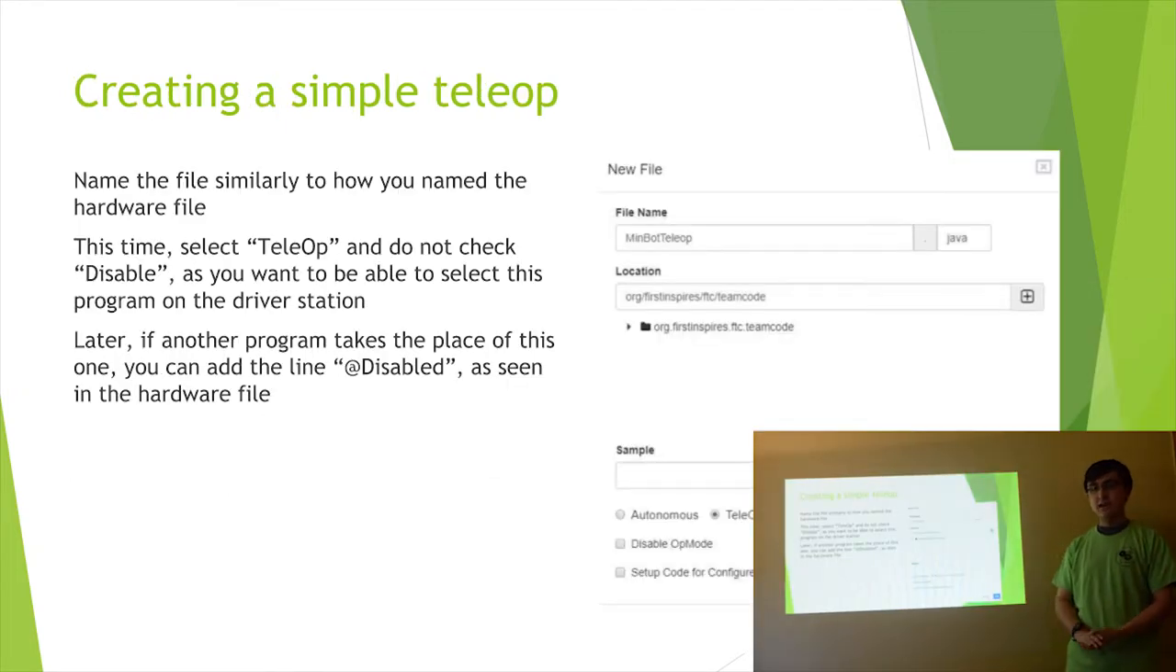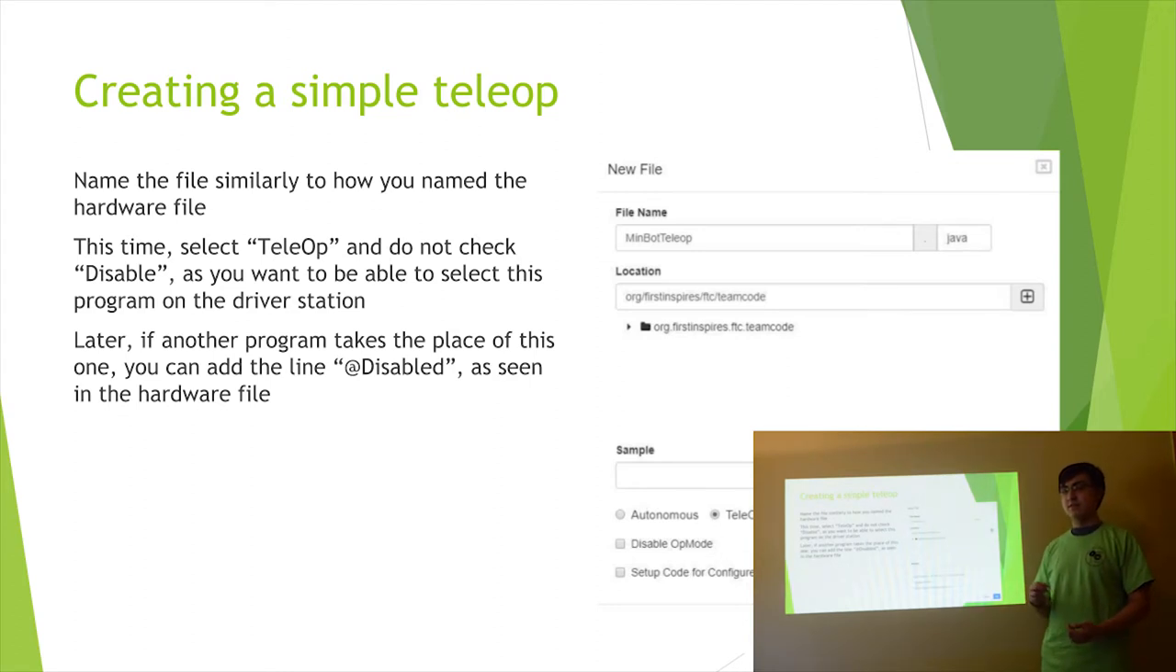So now that we have our hardware file program, we're going to start creating programs that will call functions from it to run during competition. We're going to start with a simple teleop. It has the same naming convention as the hardware file, capital letters for your first things, no spaces. And I would recommend that you include the word teleop somewhere in that title so that you can easily reference it when going through your file navigator. But all that really matters is that at the bottom you select it as a teleop op mode and that you don't have it as disabled.